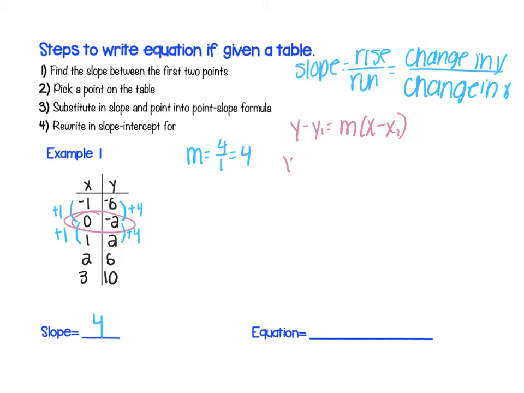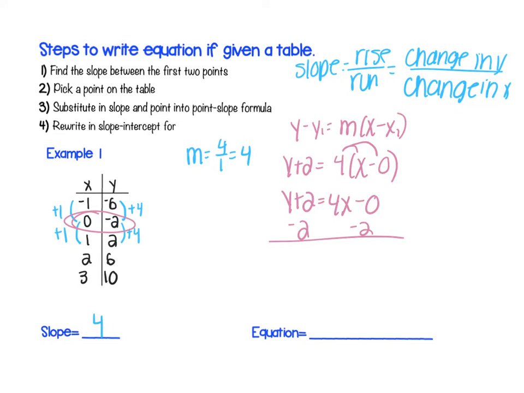Okay, of course, I have y minus -2 become y plus 2 equals 4 over x times x minus 0, excuse me. Then I'm going to convert to slope-intercept form, so I distribute the 4. I get y plus 2 equals 4x minus 0. I subtract the 2, so I get that my final answer is y equals 4x minus 2. So then my equation is y equals 4x minus 2.